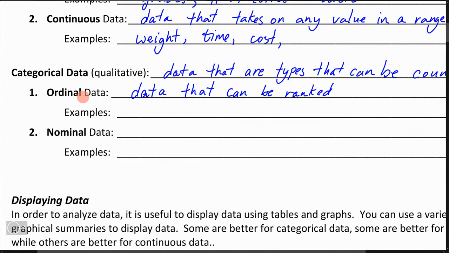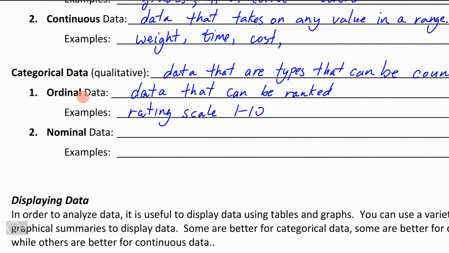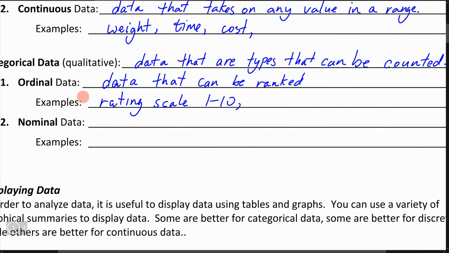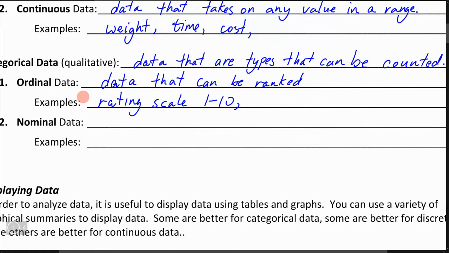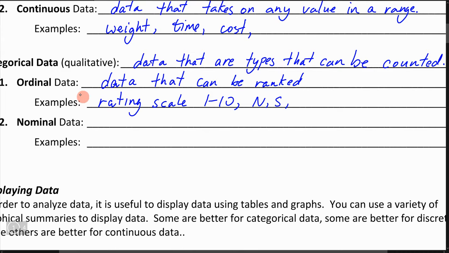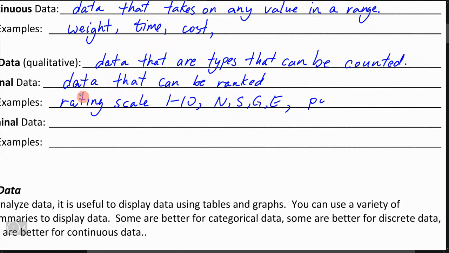So what kind of data can be ranked? Well, a rating scale. You rate things from 1 to 10. Or 4-star, 5-star hotels, rating out of stars. Even on a report card, when you see the learning skills, N, S, G, and E. Or things like poor, good, excellent. So not necessarily numbers, but these can be ranked.